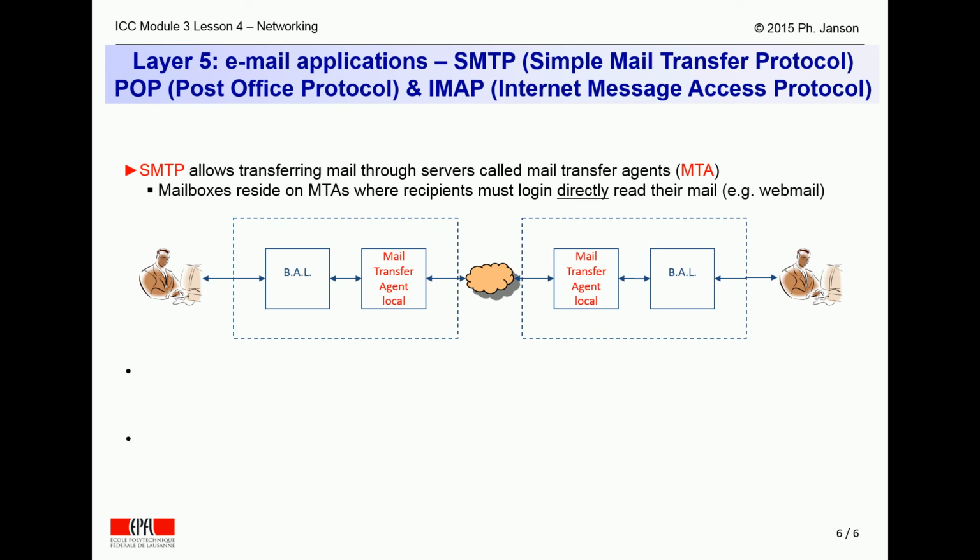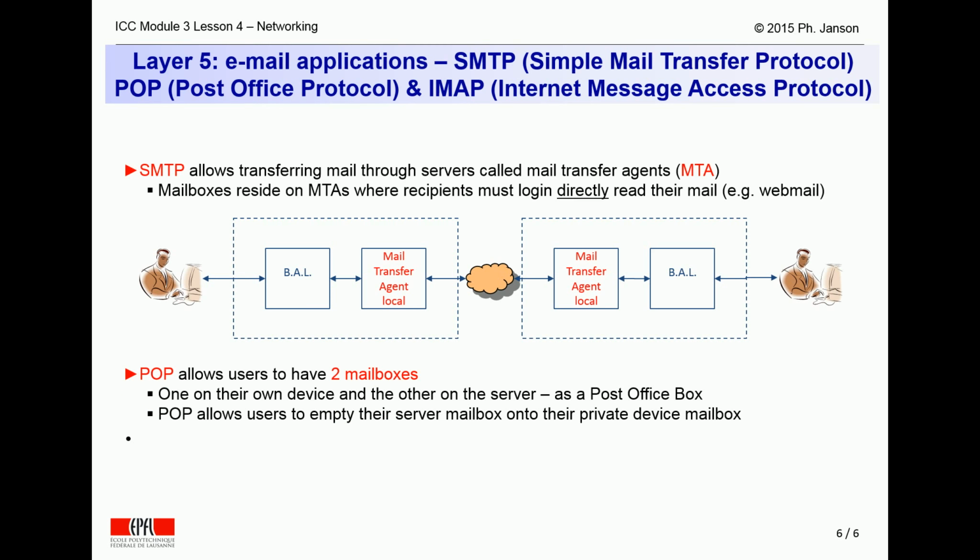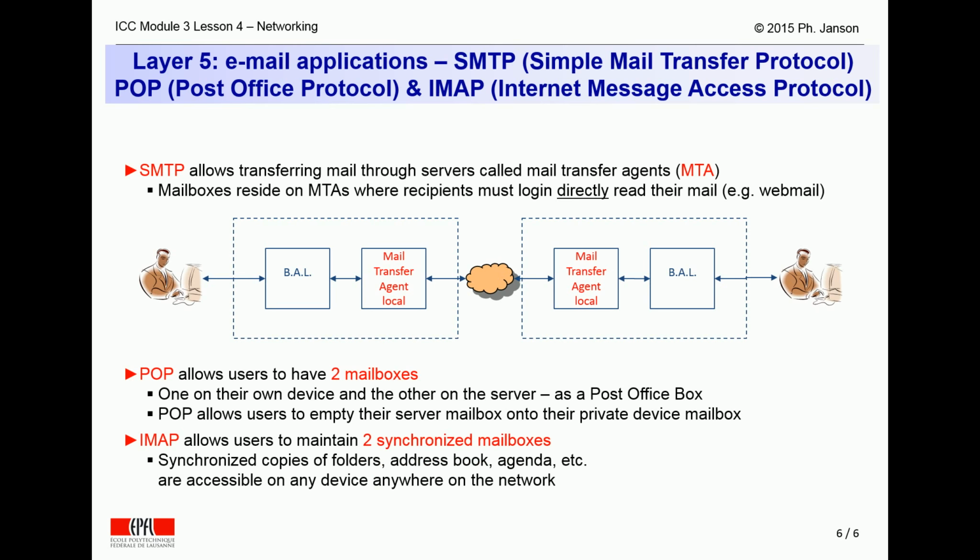If a recipient prefers to read her mail offline on her own computer, tablet, or smartphone, then she must first download the content of her mailbox from the SMTP server to her local device. For this, she can use either the Post Office Protocol, POP, or the Internet Message Access Protocol, IMAP. Both allow the user to maintain a second mailbox on her personal device, in addition to the one on the mail server. With POP, the user manages the mailbox contents herself, so some messages may remain in one mailbox while they're deleted from the other. With IMAP, the two mailboxes are synchronized, so their content remains identical at all times.